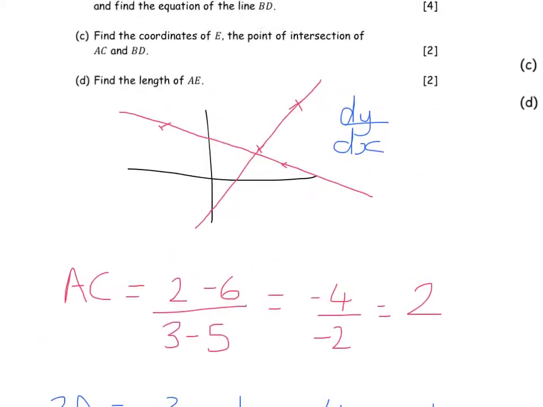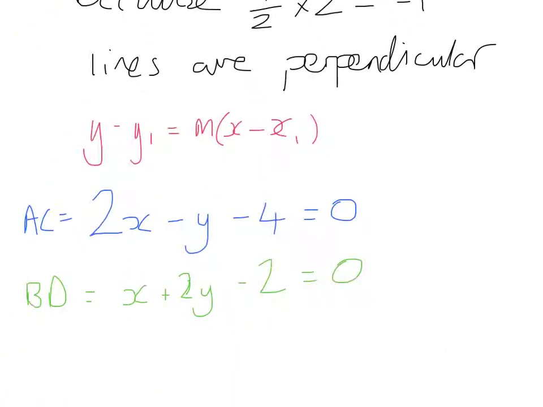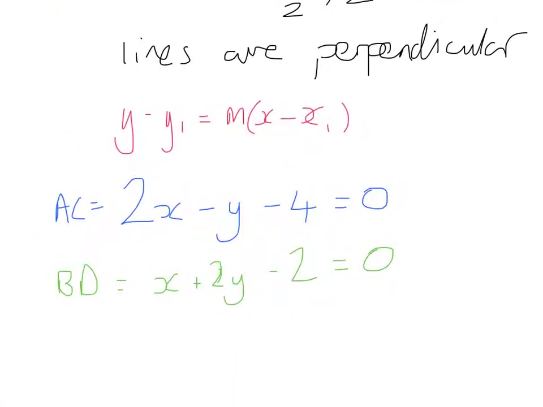If I go back to the question, the next part asks me to find the coordinates of E at the point of intersection of AC and BD, and you should be thinking straight away that this just means simultaneous equations. Whenever you've got two lines intersecting, it's telling you they're simultaneous equations. What are the equations? Well, I've just worked them both out. In GCSE, you used to see the -4 over the other side, so you get 2x - y = 4, and here you'd have x + 2y = 2. If you want to think of it like that, that's absolutely fine. Just in A level, we tend to have everything over on one side, so it's equal to 0.